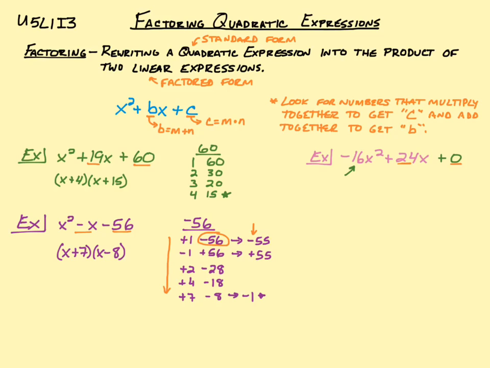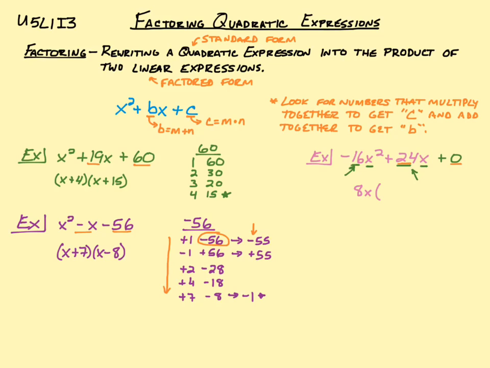So the other thing we can do is we can look at the two values that we have, the negative 16x squared and the 24x, and we can look to see is there anything common between these two terms. Well, both of them have x's in them, and both of them are also factors or divisible by 8. So what we can do is we can factor out an 8x.